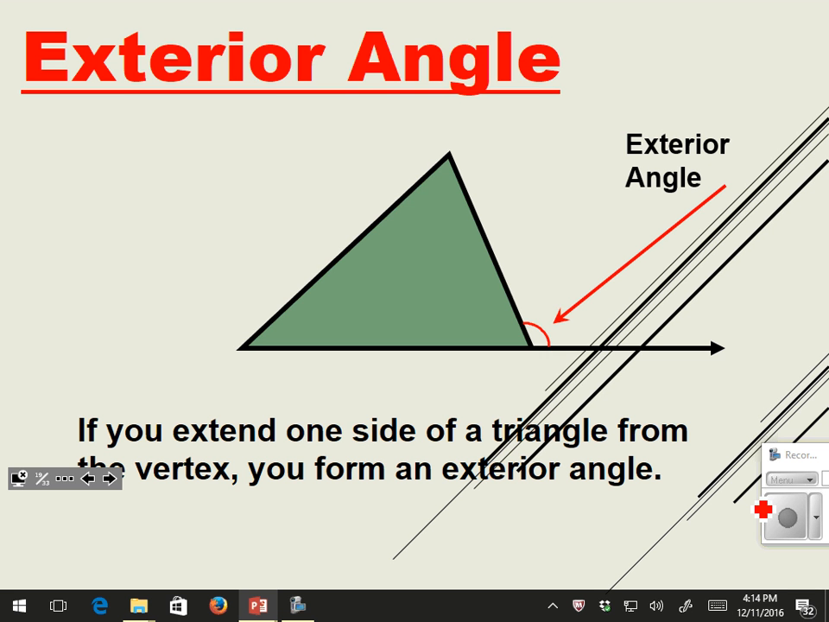And that exterior angle has a certain relationship to two other angles. Now, the two angles I want you to take a look at are these two angles. These are the two angles not adjacent to the exterior angle and are inside the triangle. These are called remote interior angles.